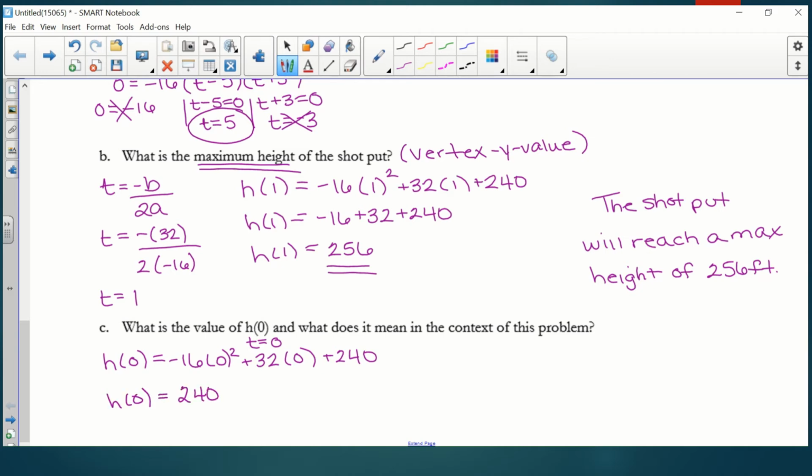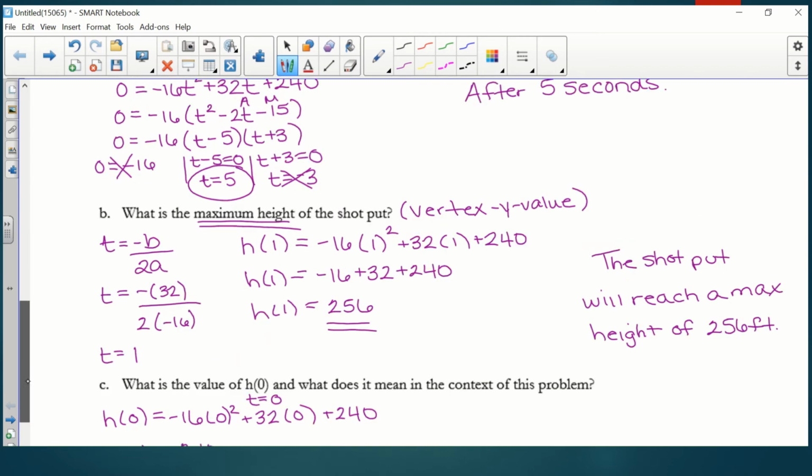So what does this mean? Obviously we found a height. The 240 represents 240 feet. The 0 represents time in seconds. So at 0 seconds, we're 240 feet off the ground, or the shot put is. So what does that mean?